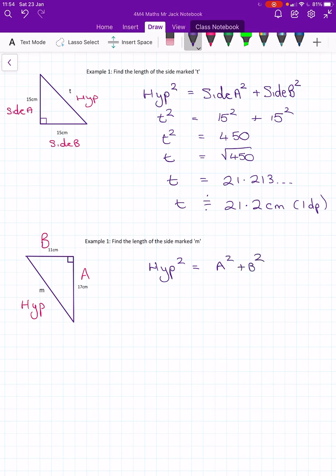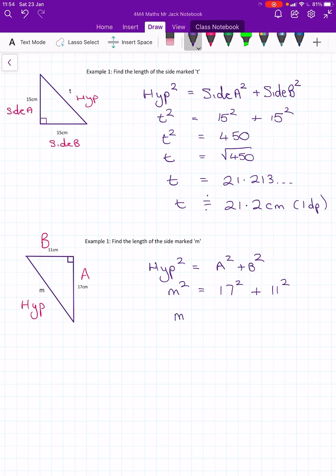How many letters do we have there? 1, 2, 3, 4. An equal sign, 5. 10 letters and symbols. Not too difficult, is it? Piece of cake. Hypotenuse is represented by the letter M this time. So we're substituting in our values. A was 17. And B was 11.